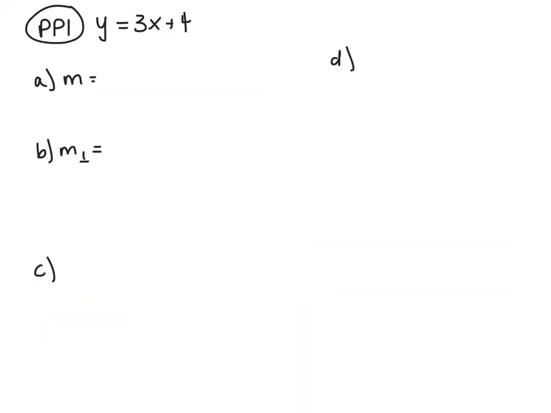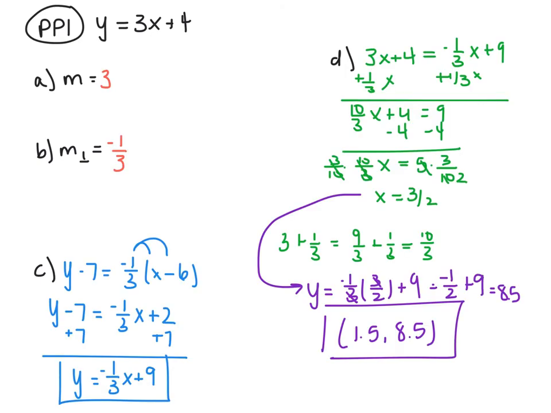So past paper question 1 asks us about the line y equals 3x plus 4, and then some different questions about this. Part A just asked us for the slope, so we can read that right out of slope-intercept form. Our slope is 3. Part B asks us what the slope of a line perpendicular would be, so that would be flip it over and change the sign, so negative 1/3.